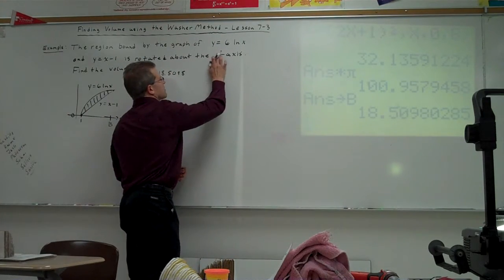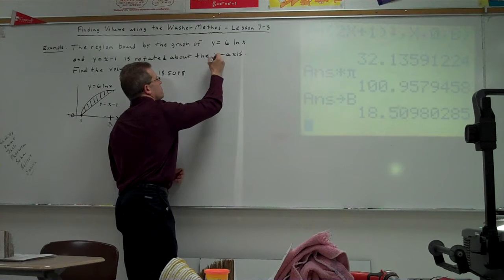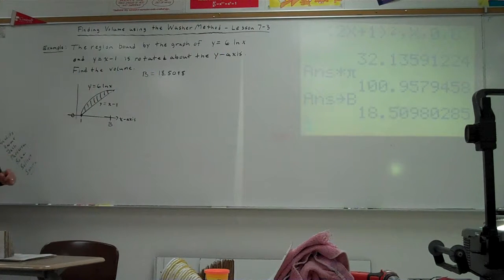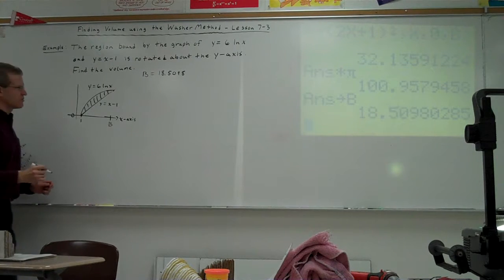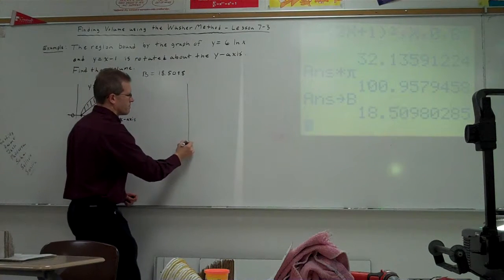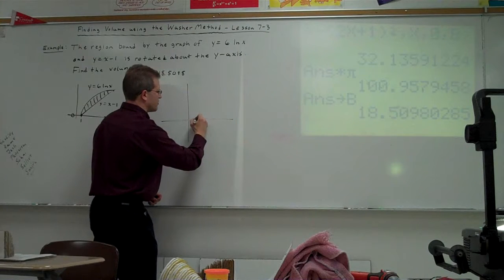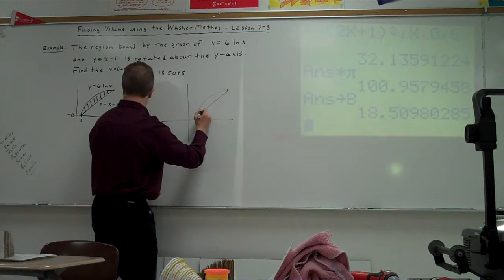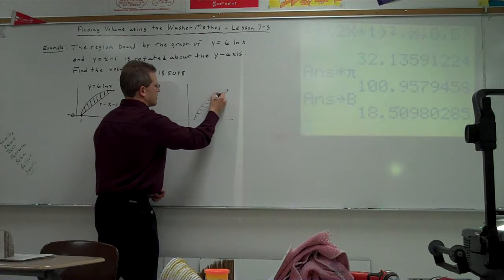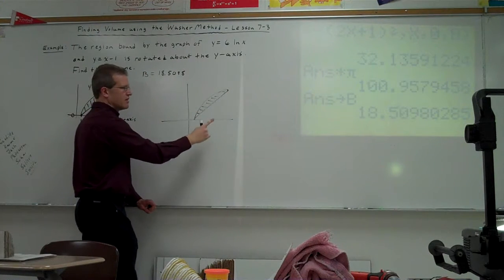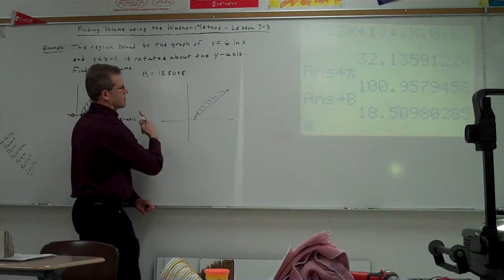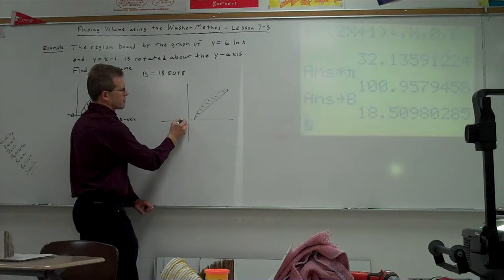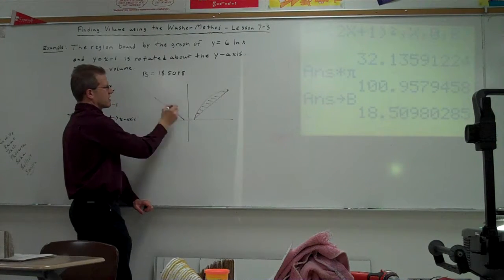It's revolving around the y-axis. Now, how's that going to change? If I'm going to go around the y-axis, that's going to change how I reflect this. Because originally what I was going to do was take my shape, this shape right here, and spin it around this way. Now I've changed the problem and go around this way. So now I'm going to reflect over the y-axis and look something like this.